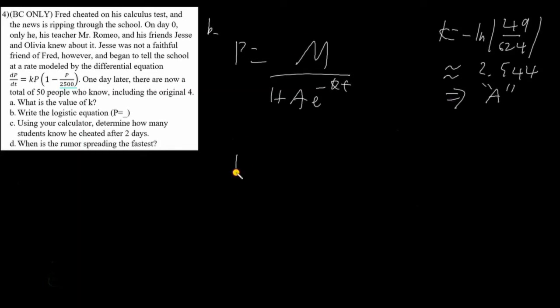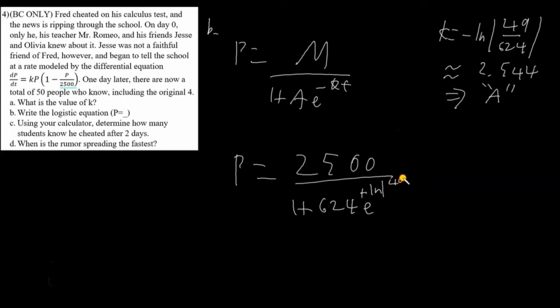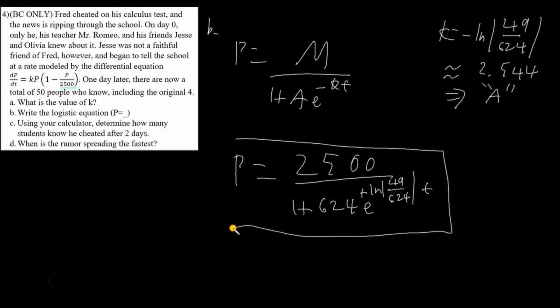So M is 2500. A is 624. k is 2.544. Or you know, I'm going to use this form. If I multiply the negative times the k, the two negatives are going to cancel and make a positive. So we'll get a positive ln of 49 over 624, and then multiply that by t. So that's my specific logistic equation for this problem. And that was part B. I don't even need to erase, that's so small.